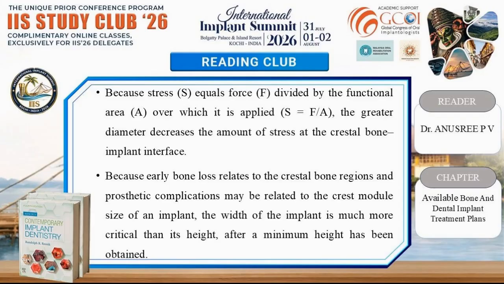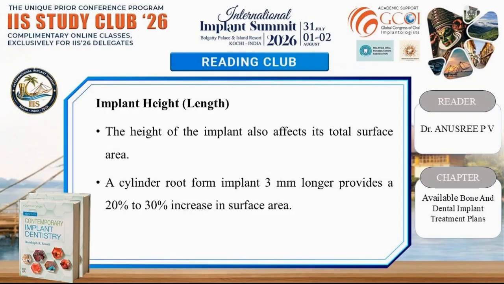Because early bone loss relates to the crestal bone region and prosthetic complications may be related to the crest module size of an implant, the width of the implant is much more critical than its height after a minimum height has been obtained. Moving to implant height. The height of an implant also affects the total surface area. A cylinder root form implant 3 mm longer provides a 20 to 30% increase in surface area.